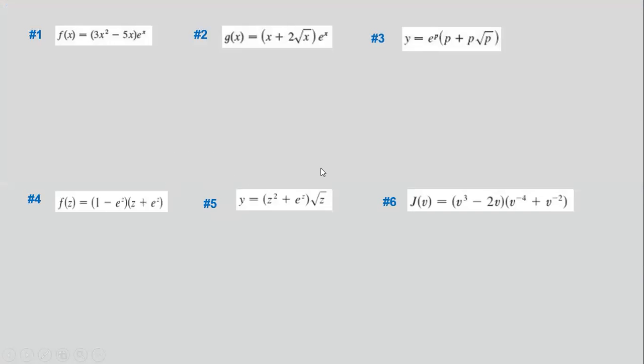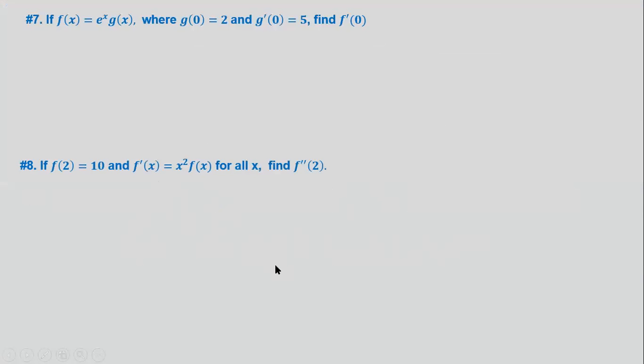As in the previous video, we have 6 very mechanical types of problems. Basically, we give you the functions, and then you just use the product rule to find the derivative. Problems 7 and 8 are similar to the problems before: we give you a function and some given values, and you want to find the derivative of this function. You still need to use the product rule concept to do that.